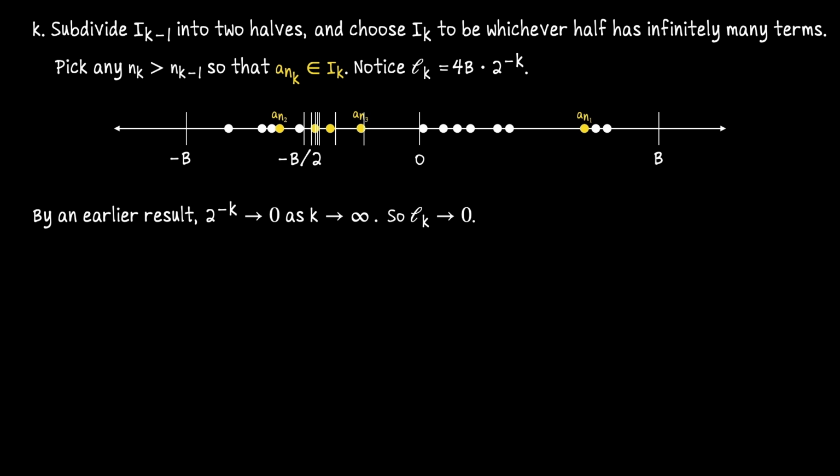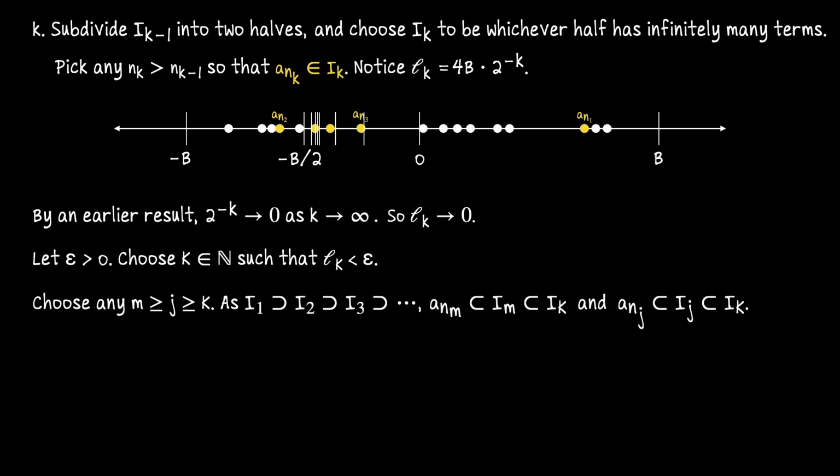So the widths of this family of intervals that we are creating, as we illustrated on the picture, shrinks to 0. Since the sequence of widths converges to 0, if we fix any positive choice of epsilon, we can then go choose an index capital K from the natural numbers, such that the length of the kth interval, I sub k, is less than epsilon. So given a choice of epsilon greater than 0, this is how we choose some threshold index capital K. Next, choose any pair of indices satisfying little m is greater than or equal to little j is greater than or equal to this threshold capital K.